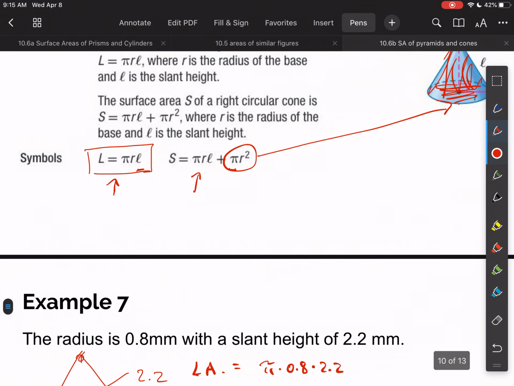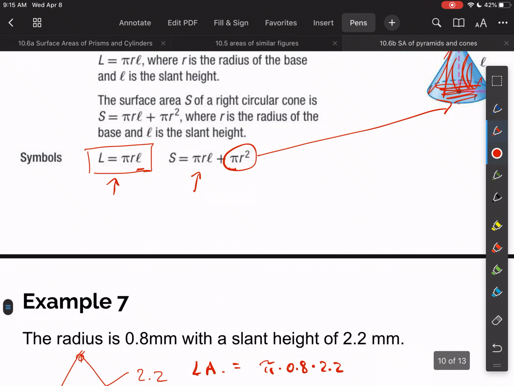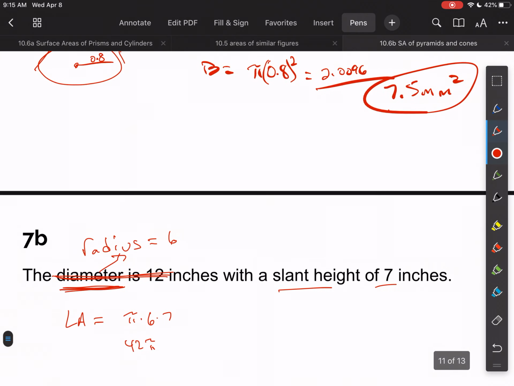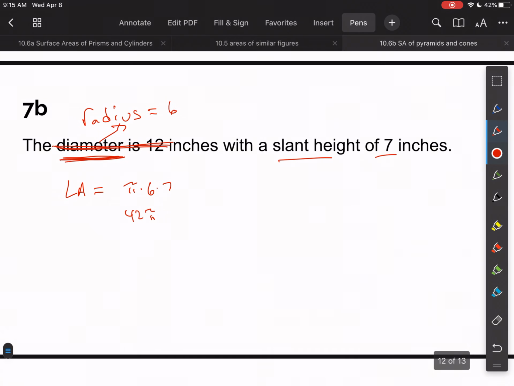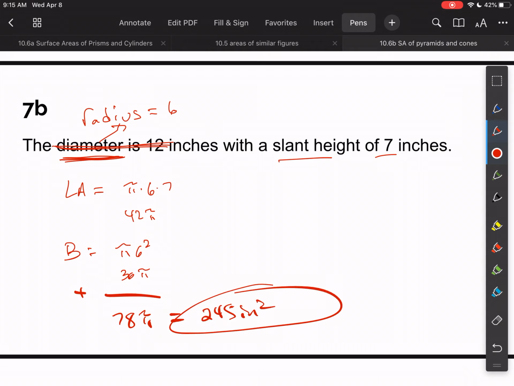Again, I'm just using pi times r times L, and then I'm going to use pi r squared for the circle of the base. That would be pi times 6 squared, or 36 pi. When I add the two together, I end up with 78 pi, which equals approximately 245 inches squared.